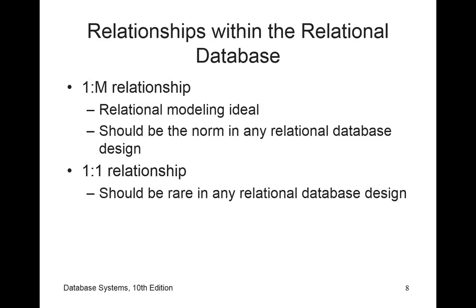All right, this gets more into what we talked about last week in relationships. Remember, we have a one-to-many relationship. This is the ideal modeling of data that we want to try and achieve. A one-to-many relationship makes it a whole lot easier for us to write the queries and make things work. It should be the norm in any relational database design.